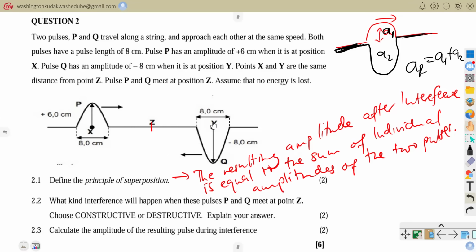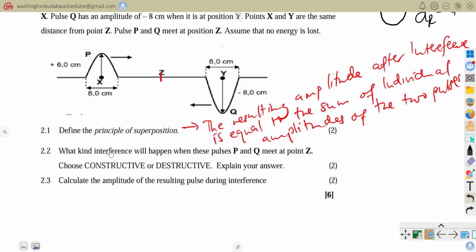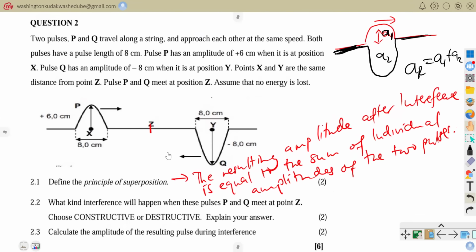Now let's hear what 2.1 is saying. What kind of interference will happen when these two pulses P and Q meet at point Z? We are going to have a destructive interference, like the one that I have been showing here.